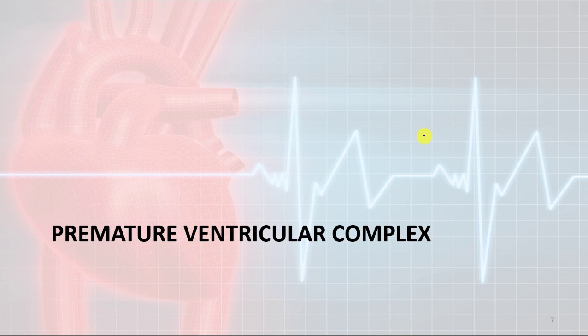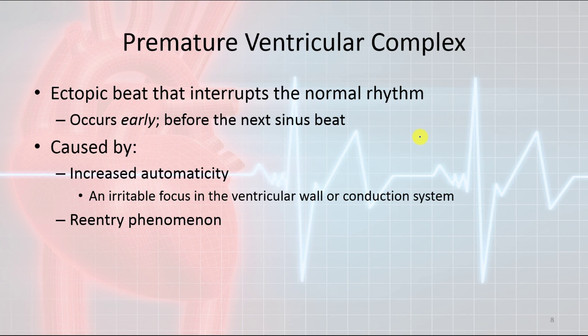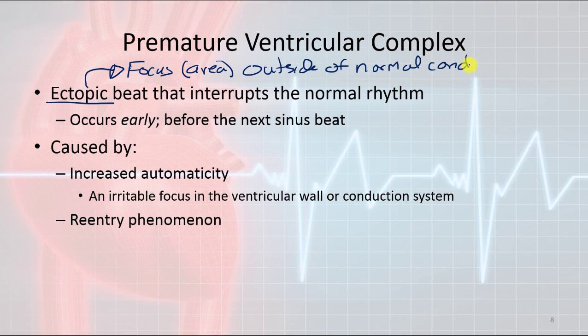Let's talk about premature ventricular complexes. Premature ventricular complexes come from an ectopic beat that interrupts the normal rhythm. Now, what do I mean by ectopic? If you remember, this is a focus or an area usually outside of the normal conduction system. So basically what that means is an ectopic beat that occurs outside of the normal conduction system and outside of the normal cardiac cycle.